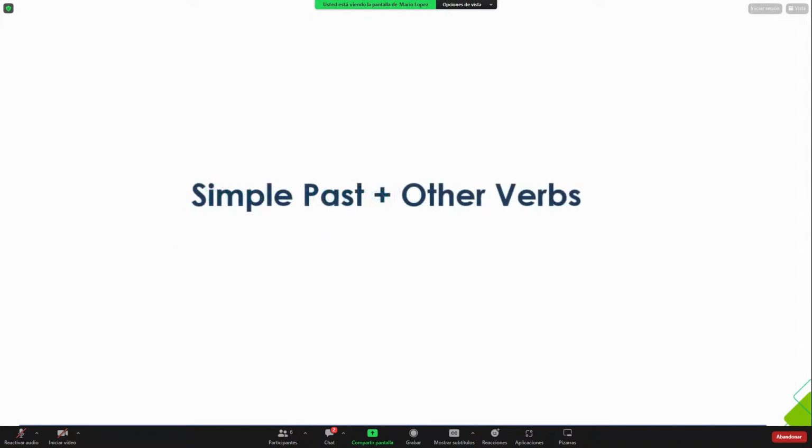Simple past plus other verbs. With other verbs, I refer to verbs that are not the verb to be. Me refiero a verbos que no son el verbo to be, con other verbs, otros verbos.